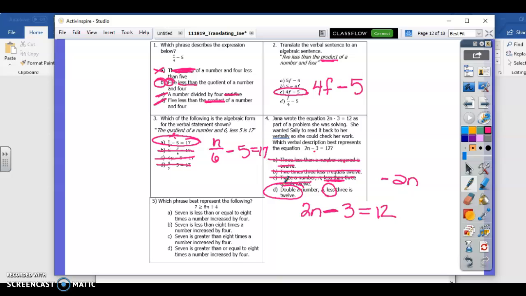And number 5, which phrase best represents the following? When I look at it, this says that 7 is greater than or equal to 8n plus 4. So this says 7 is less than, so that's incorrect. 7 is less than, it's not less than. 7 is greater than, it is greater than, but it should also say or equal to, so it's missing that. And D, 7 is greater than or equal to, so that's good so far. 8 times a number, increased by 4. So the answer is D.